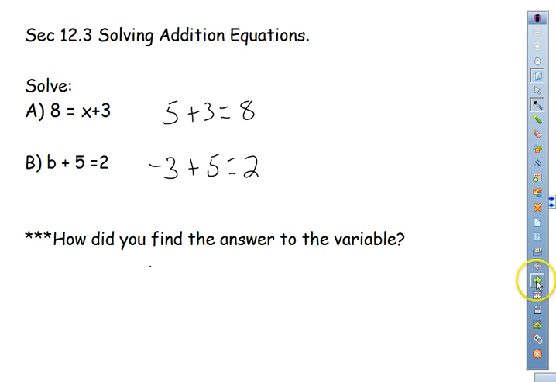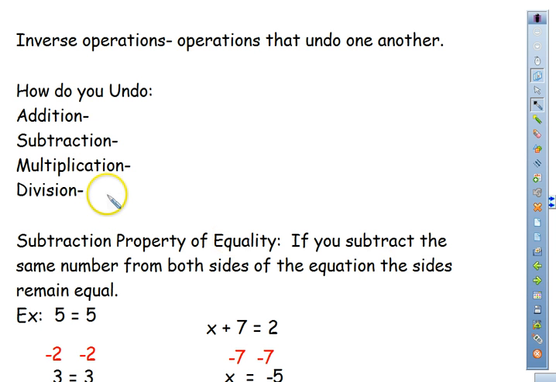Well, let's look at this next part. It is called the inverse operation. Operations that undo one another. So how would you undo addition? Well, you would subtract. How would you undo subtraction? Being that it's inverse operation, inverse meaning opposite, you would then add.